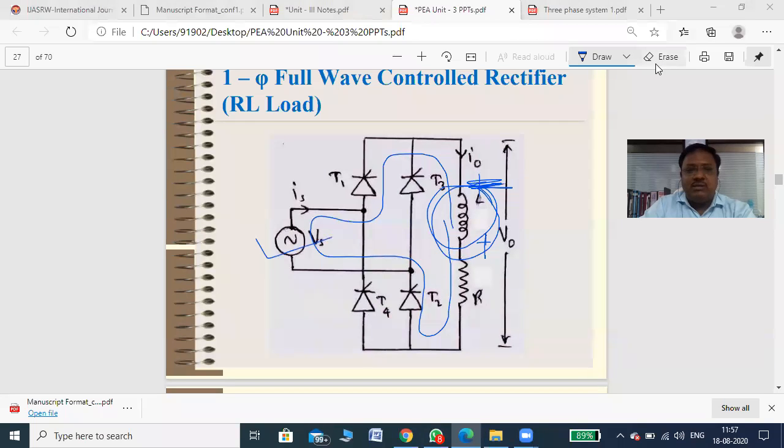This mode is called inverter mode. If your alpha is greater than 90, the load voltage is definitely negative, or maybe more negative. At that time the energy is transferred from load to source side. That operation is called inverter operation.